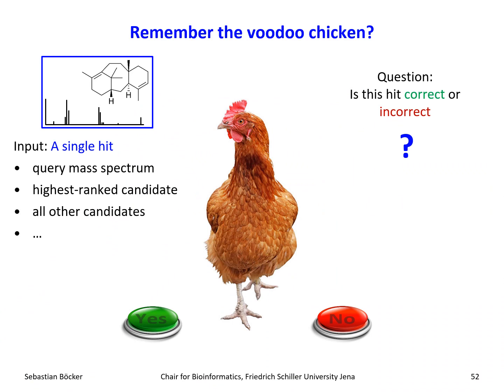So the idea is basically the same as usual. We will use Voodoo Chicken. I mean, we won't use Voodoo Chicken, but you know what I mean. We will use machine learning in the end to decide whether a particular hit is correct or incorrect. And for that, we have to describe the hit somehow. We have the query mass spectrum. We can derive information about that, like how many peaks are in there. We have the highest ranked candidate, and we know all the information about the other candidates, and we can derive some numerical representation whether or not a particular hit is correct or incorrect. And then the Voodoo Chicken has to decide, is it correct or not?